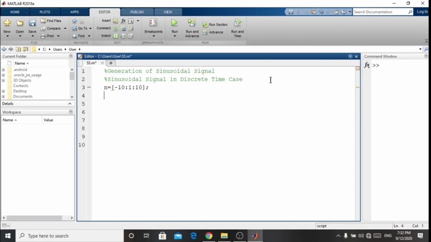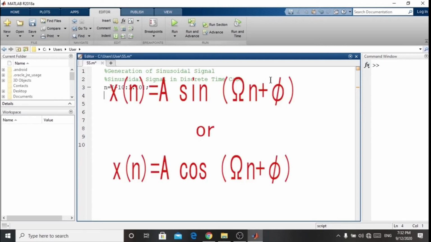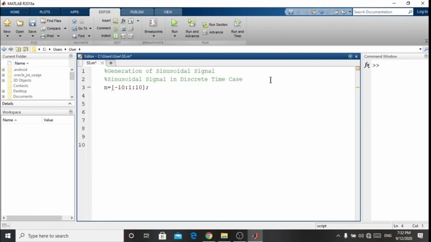Next we want to define the amplitude. A sinusoidal signal in a discrete time case is represented as x of n is equal to A sin(capital omega n plus phi), or A cos(capital omega n plus phi), where A is the amplitude, capital omega is the angular frequency, and phi is the phase angle in radians. So let's define it as x underscore n is equal to sine of n. For producing a sinusoidal signal in Matlab, we use the function sin itself.